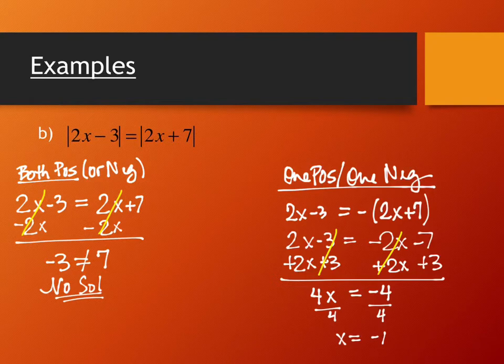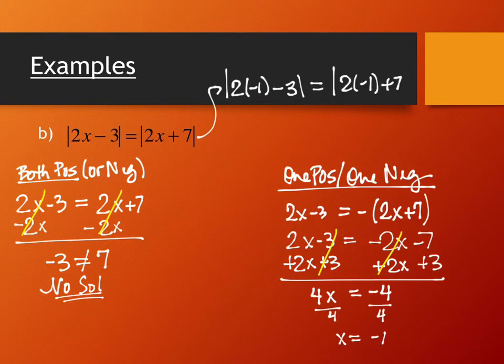So we'll check this up here. So I have 2 times -1 minus 3. Apologies. And on the other side, I have 2 times -1 plus 7. So let's check. 2 times -1 is -2. -2 minus 3 is -5. And the absolute value of -5 is 5.